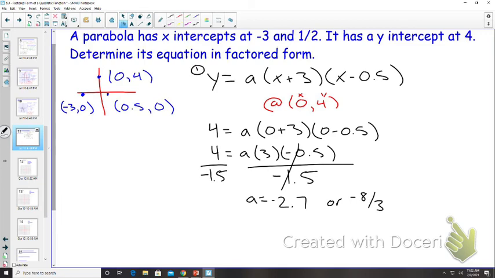Okay, so now that we know our a value, this was step 1 and 2, this was step 3. And now for step 4. Write a new equation and simplify. So y is equal to negative 2.7 bracket x plus 3, x minus 0.5.